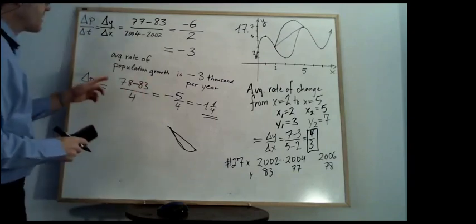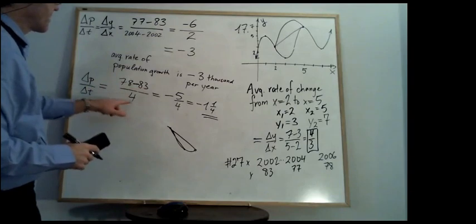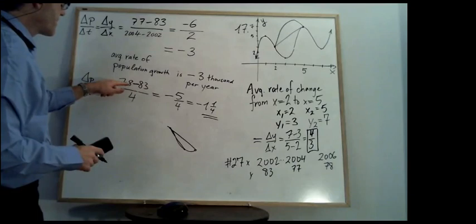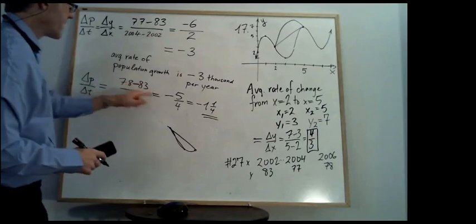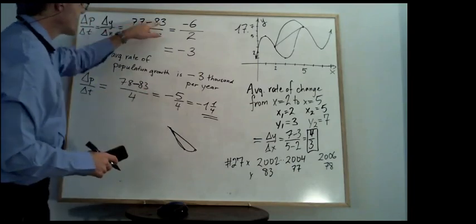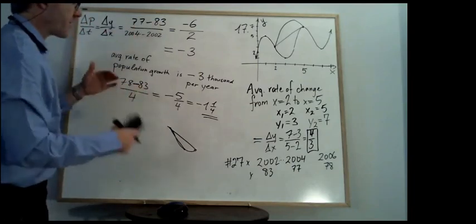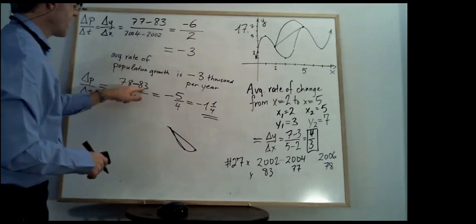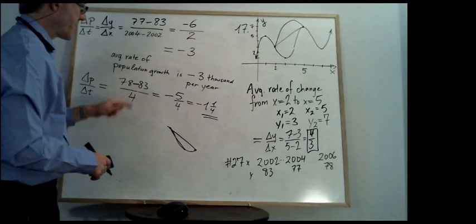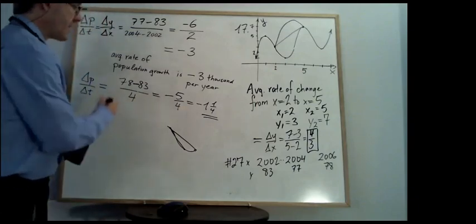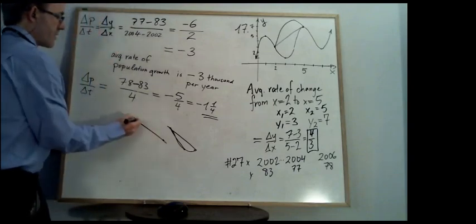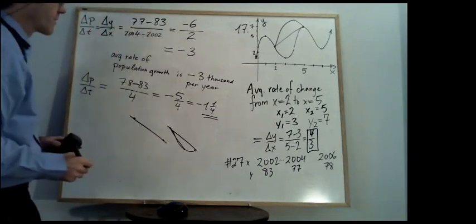As time is increasing, you'll get a positive delta t here. And depending on whether this is positive or negative, you'll get a positive or negative sign here. So if the population decreases in that time, it doesn't matter how much it decreases, you'll always get a negative number for the average rate of change. So it'll be a negative slope for the straight line. It's going down like that. All right.